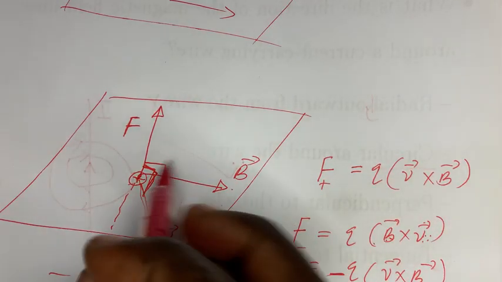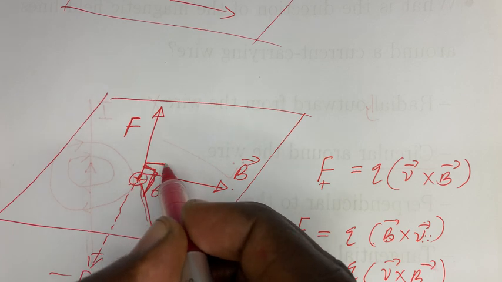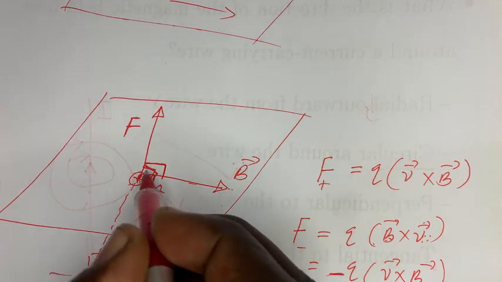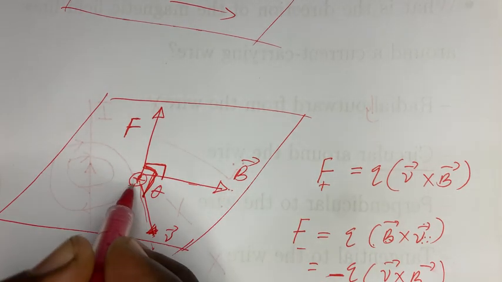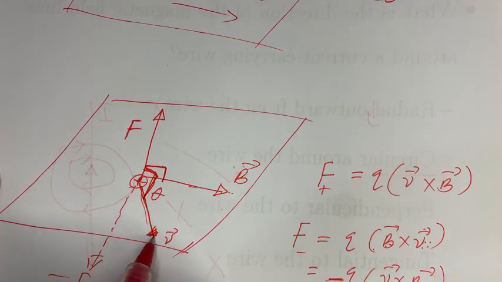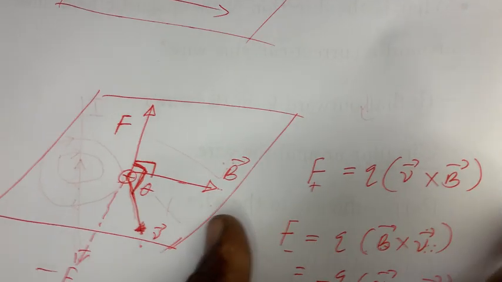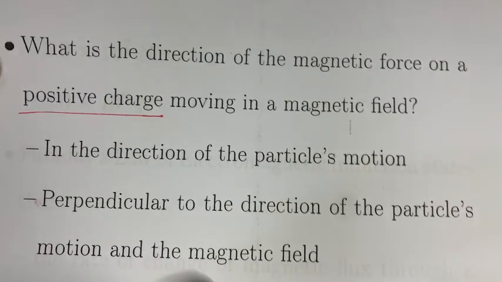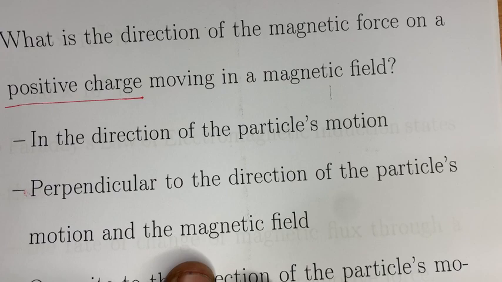At least we know that the force makes angle 90 degrees with the field, and then it makes angle 90 degrees with the direction of the charge motion. Okay, having said that, let's see what is going on here. Let's read the problem again and see how we can solve it.